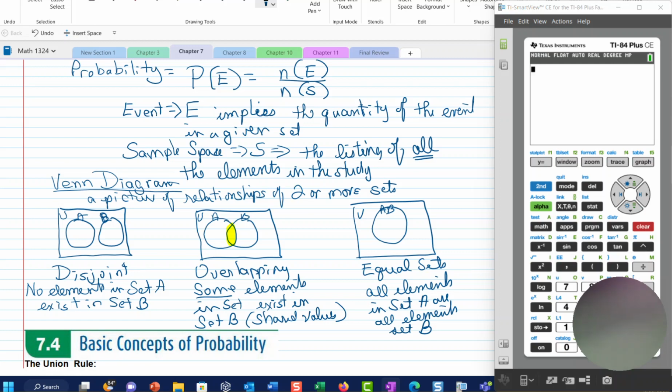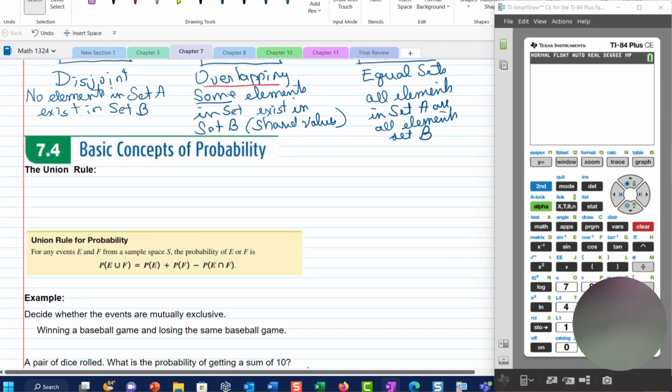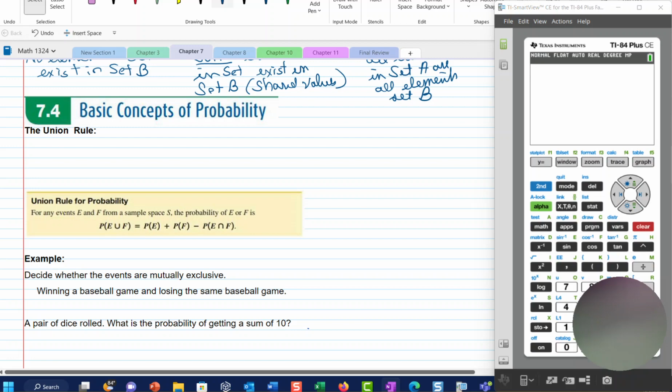Well, we're also going to find out that this is called mutually exclusive. Nothing is shared. This is not mutually exclusive. It is overlapping. And these are, of course, equal sets. But when we ask for mutually exclusive, that means they share no items. All right, so now we're getting into today's lesson. So we'll get started here on today's lesson.